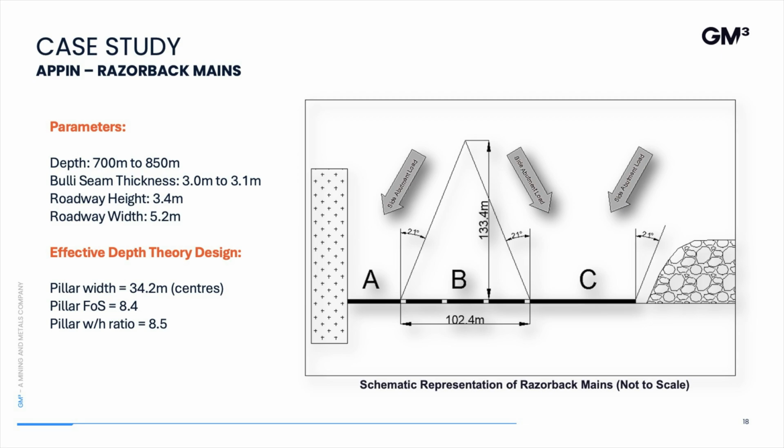So then basically, if we look at it from the effective depth theory point of view, what we found is we could actually go significantly less. I mean, you can see there we've selected for the Razorback mains the 34.2 centres, so it's actually under 30 metre wide pillars, solids, which gives us a pillar factor of safety by the conventional loading versus strength calculations of 8.4. But what you find is this is where the work Paul and the uni are doing becomes critical. The width to height ratio of the pillars actually becomes the most significant factor there, because we know when we're above 8, they're pretty much infinitely strong.